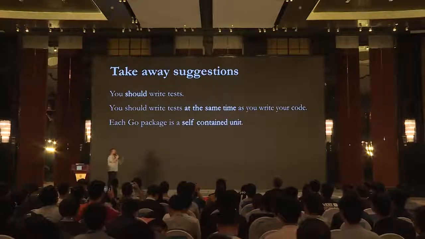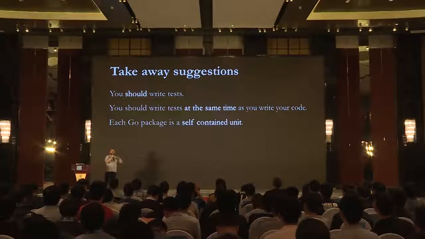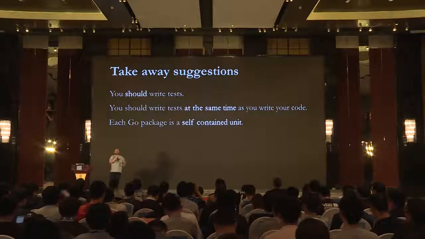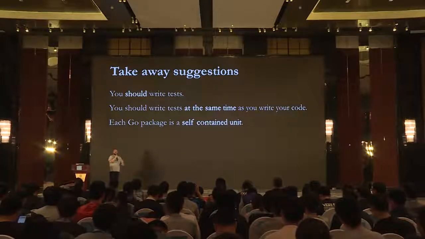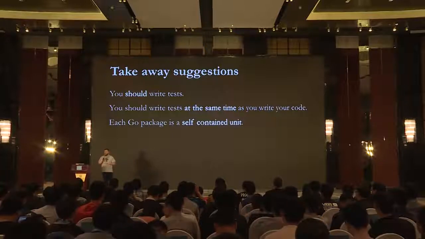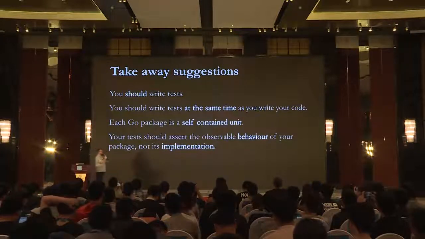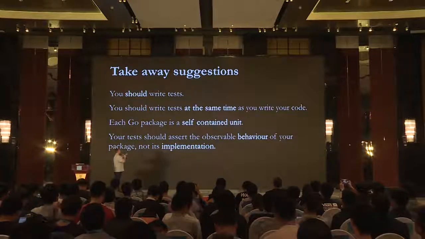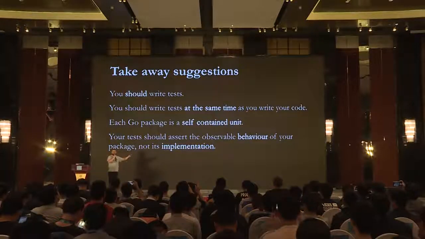Each Go package is a self-contained unit. They're not friends with others. They shouldn't have close relationships with each other. They should be self-contained, and all you can observe about them is their public API. And your tests should lock that in by asserting this observable behavior. If you're testing some implementation detail that leaks out of your package, that's a mistake.